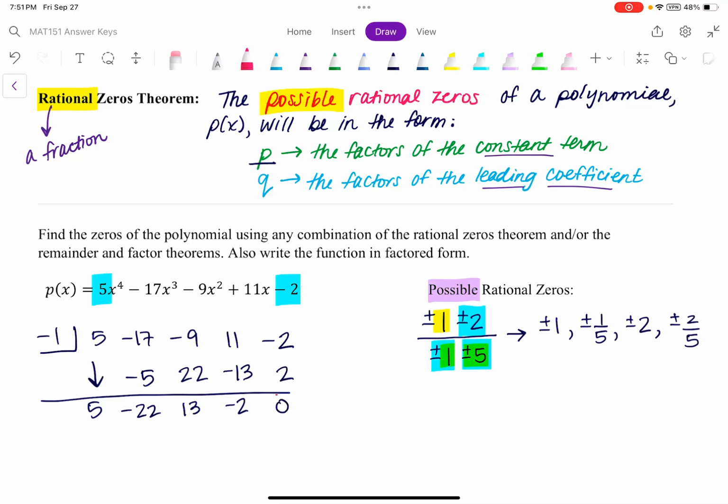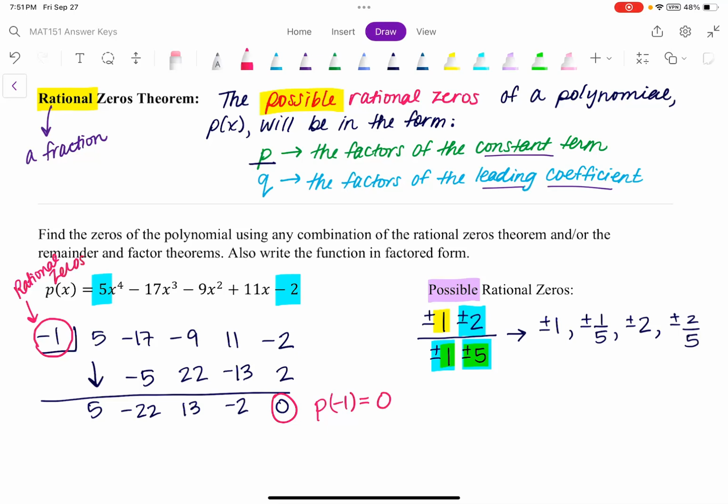So I'm getting a remainder of 0. And again, remember what that means. That means if we were to input -1 into this polynomial, we would get out a y value of 0. And that means we have one of our zeros. So again, the value that we were trying up here, which was -1, is going to be one of our rational zeros.